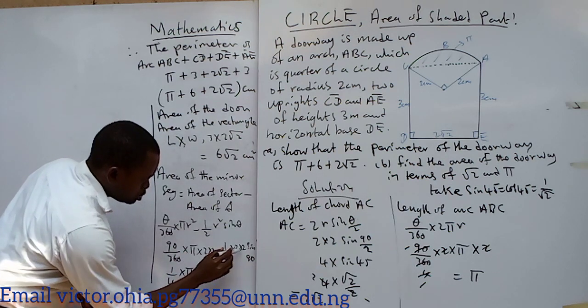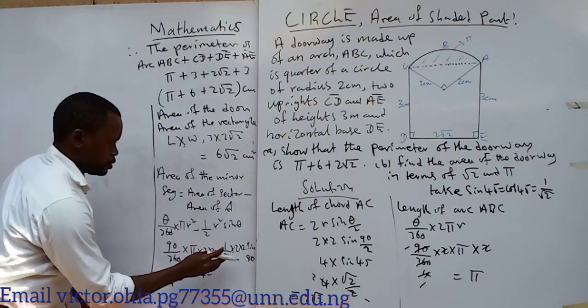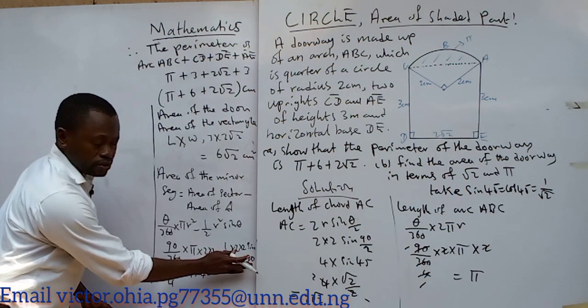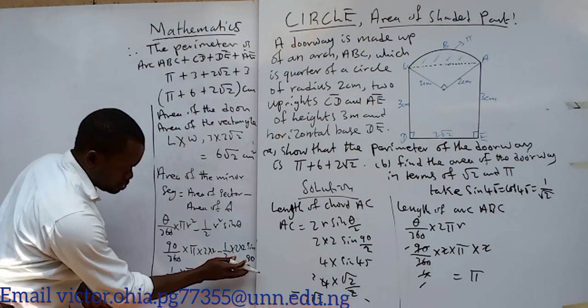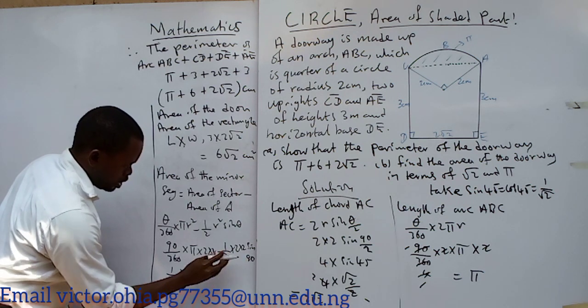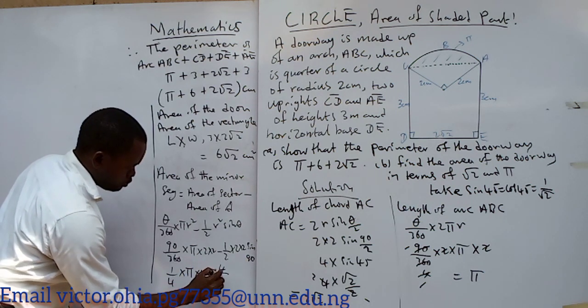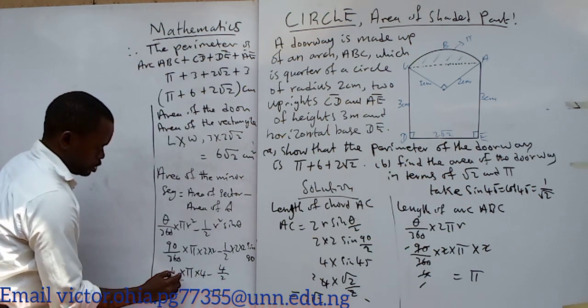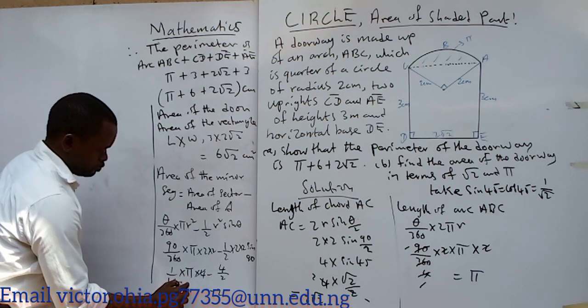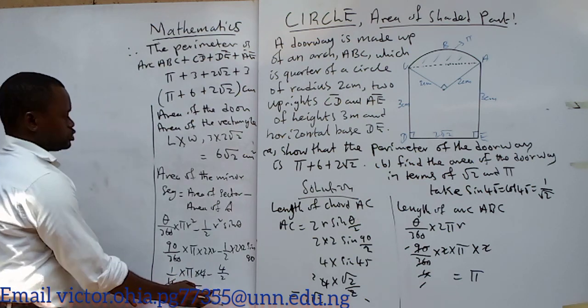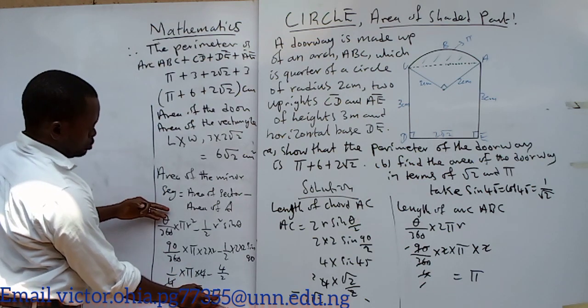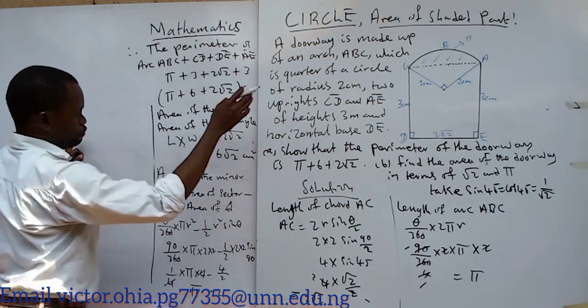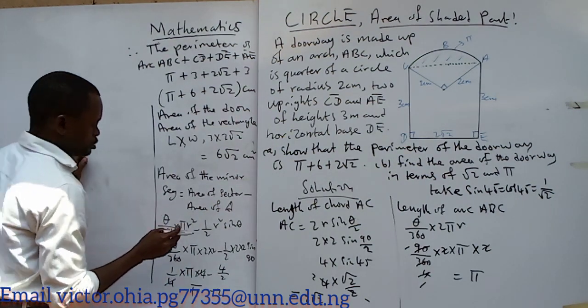Of course, sin 90 degrees is 1, and then we have 4 here over 2, which will give us minus 2. And here, this 4 will cancel this 4 and give us pi. So that's what we obtained from the area of the minor segment.